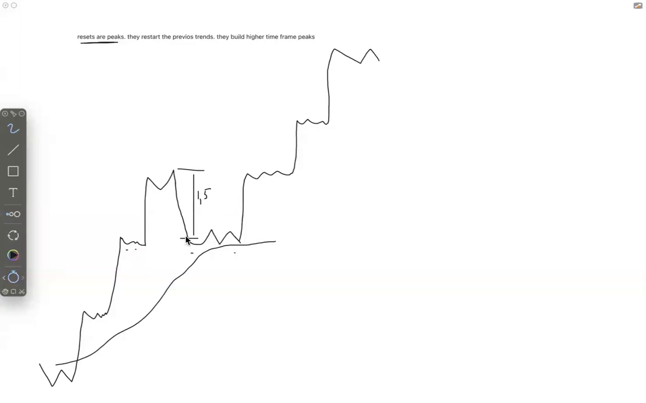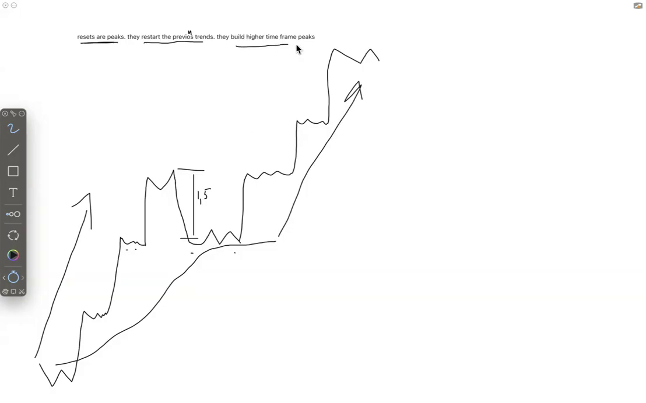So it's resetting peaks. Again, we say they restart the previous trends, or they restart a new trend. It's the same thing. All we're trying to say is you've got a completed trend, and because you still want to continue that long-term trend, they restart a new trend. All right, so that's the purpose of resets.